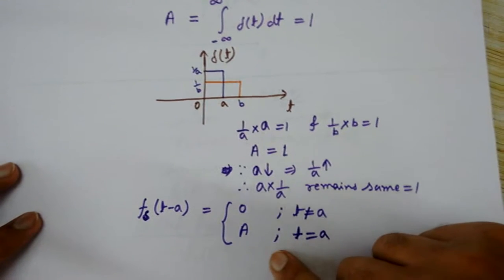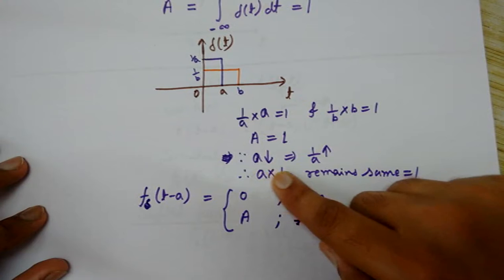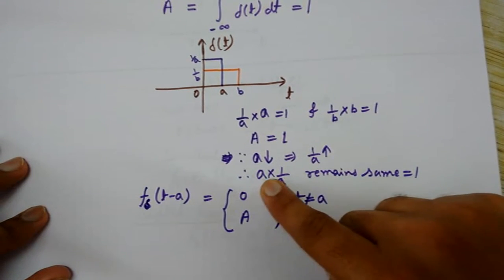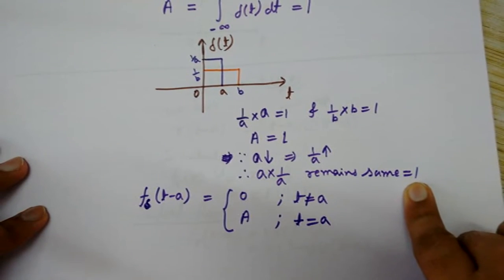Since you can see here that as I decrease the value of a, the value of 1 by a will increase. Therefore a into 1 by a will remain the same, always equal to 1.